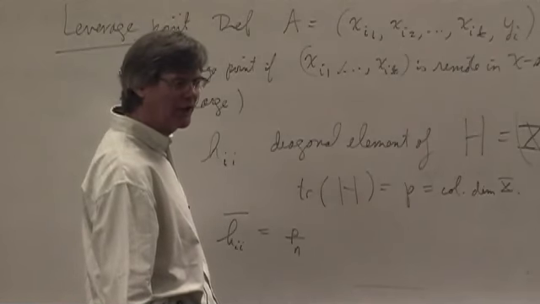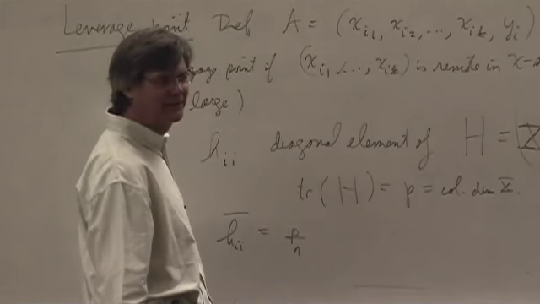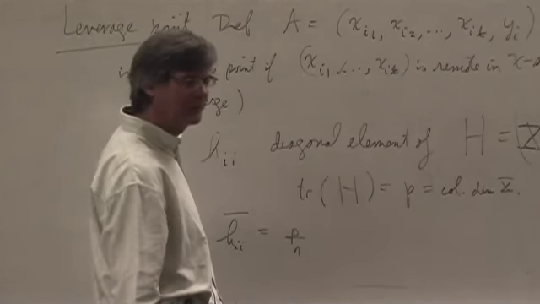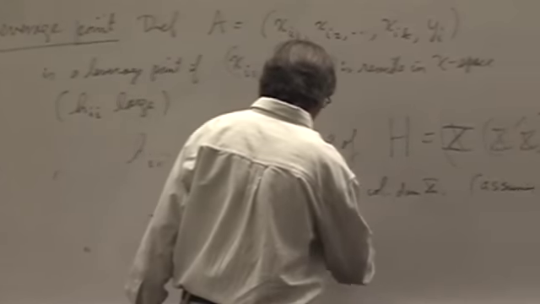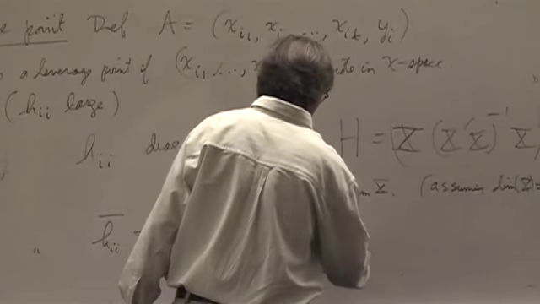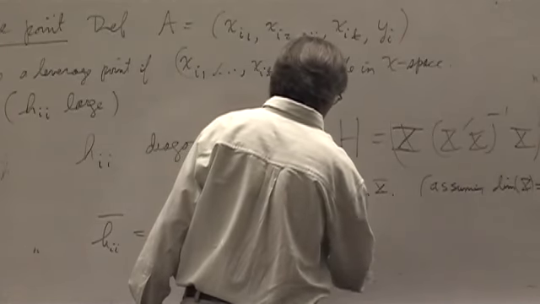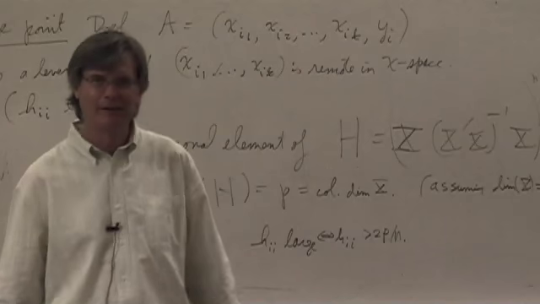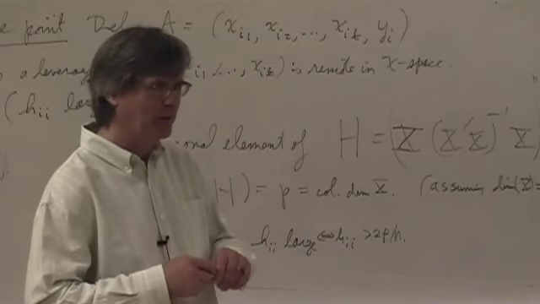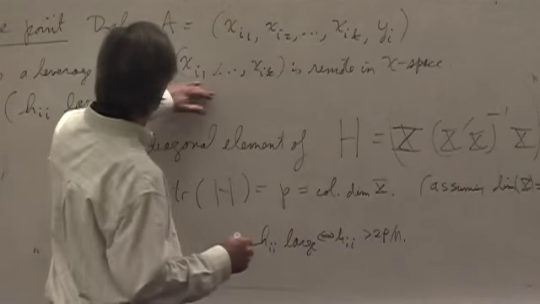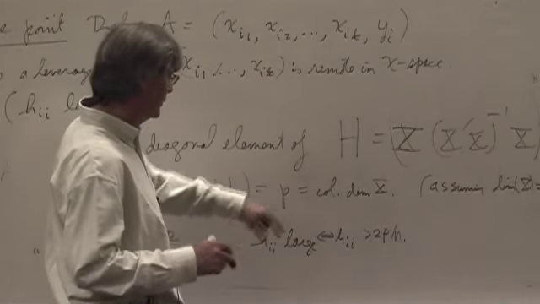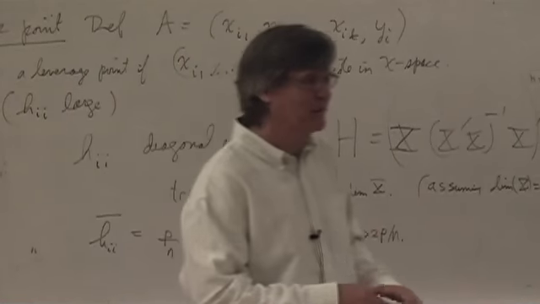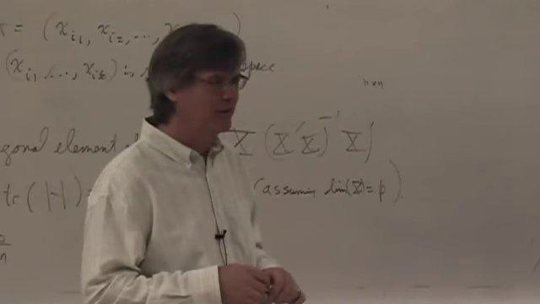A cutoff value for a large HII would just be twice this number. It's kind of a traditional value that people came up with. So HII large would be HII bigger than 2P over N. To flag whether there's a leverage point in X space, whether the XI1 through XIK is remote in X space, you see whether HII is bigger than 2P over N. And then you put a colored box around that observation number. All right?